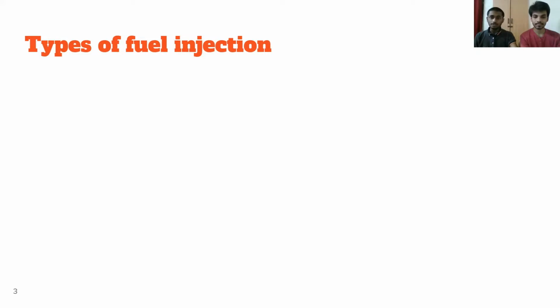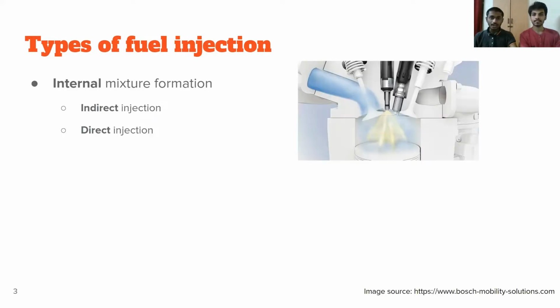So now coming to the types of fuel injection systems. The first is where internal mixture formation takes place inside the cylinder of the engine. In these there are two categories: indirect injection and direct injection. These are more commonly used in diesel engines as they work on the principle of compression ignition, but they can also be used in GDI or gasoline direct injection.